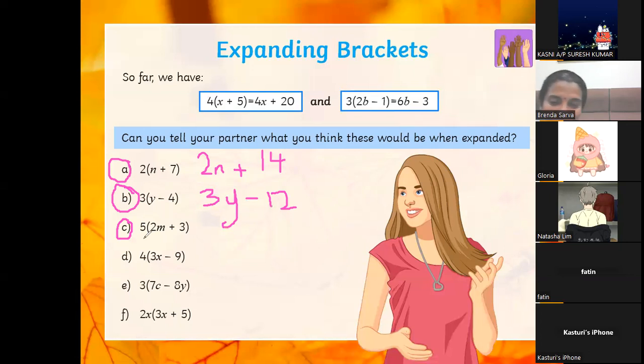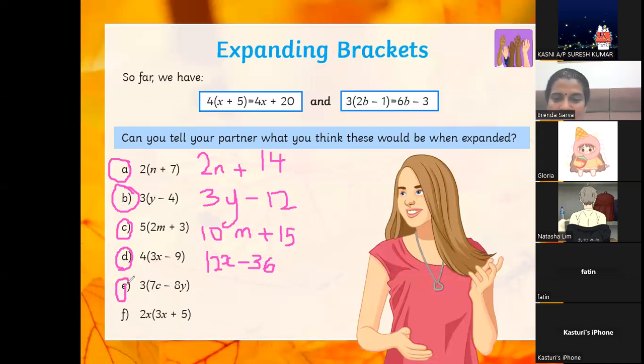Cool. Relax. Okay. Number C. I can see 10m. Okay. 10m plus 15. Very good. Now D. Answer for D now. Next question. 12x. Very good. Minus 4 times 9 will be 36. Well done. 12x minus 36.